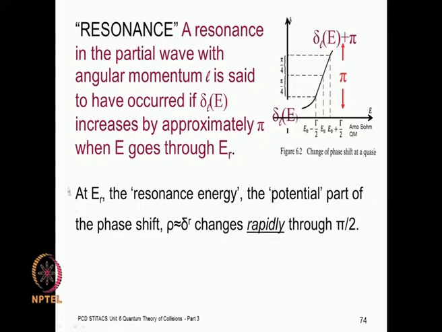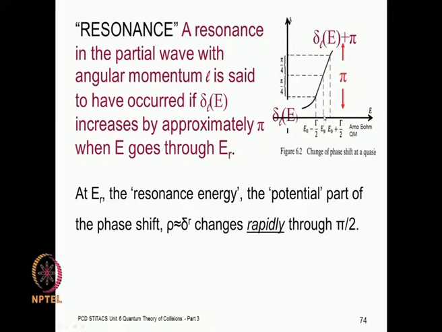So, here is a figure. Here you have got the phase shift which is changing with energy. E0 is the resonance energy, okay, E0 or E_R. Here it is written as E0 because this figure is from Arno Bohm's book on quantum mechanics, which is a very nice book which I recommend for this topic.